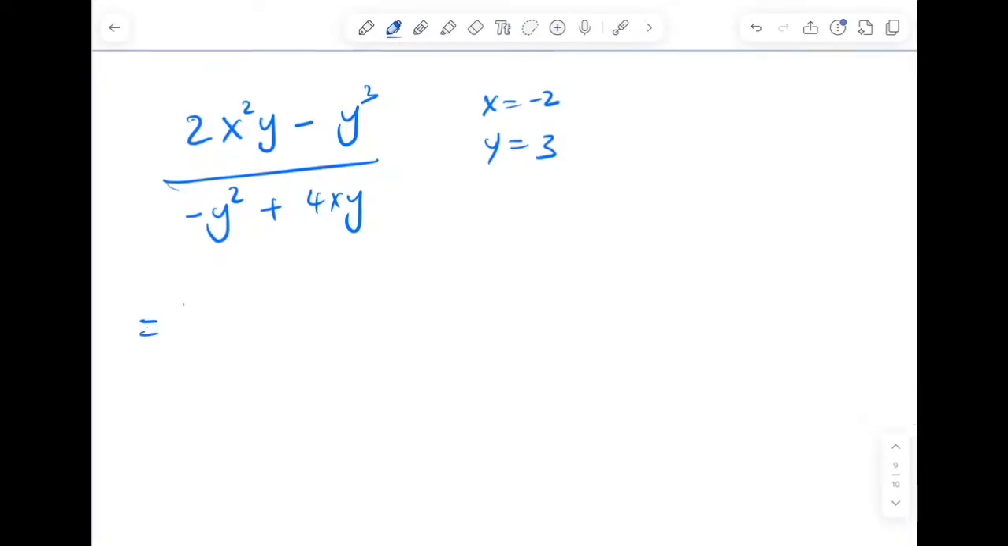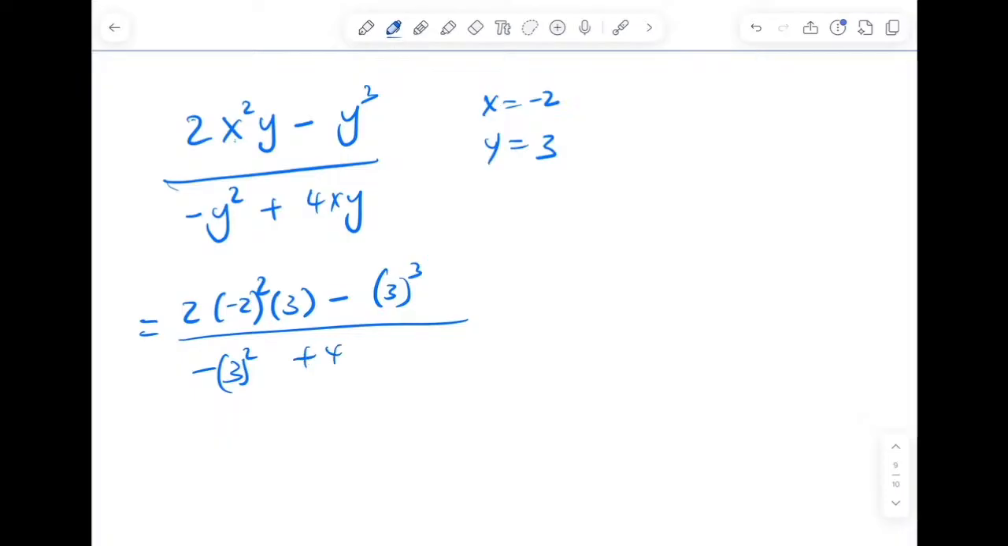So my first step is to plug in with parentheses. Every time I see the x, instead of x, I'm gonna say (-2) squared. Does that make sense? And y is gonna be 3, minus y to the third, so it's gonna be (3) to the third, all over (-3) squared. I still put parentheses, but it's not a negative, it's just parentheses around 3. Plus 4 times (-2) times (3).